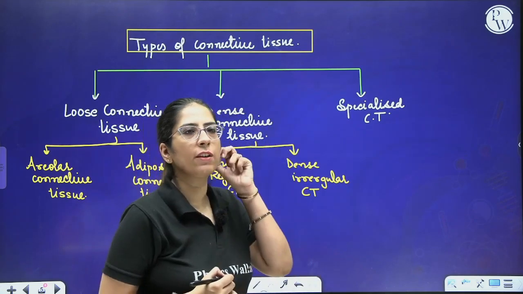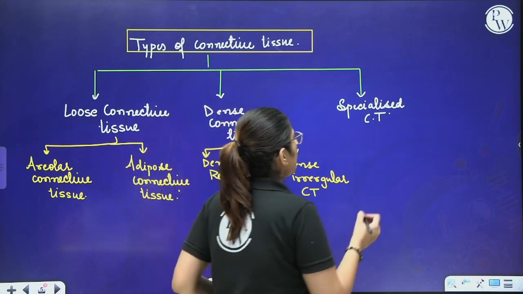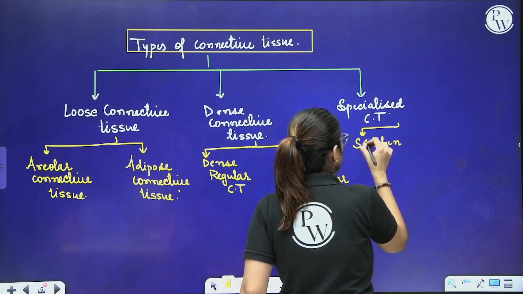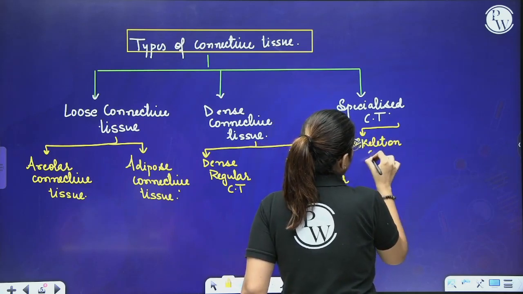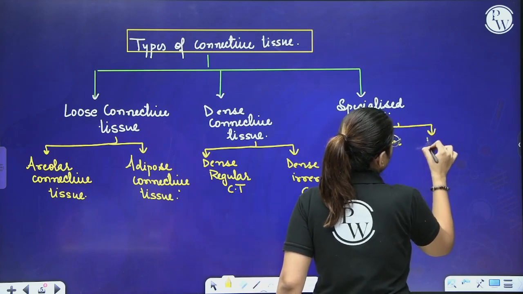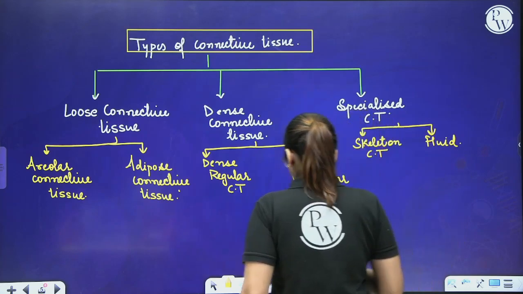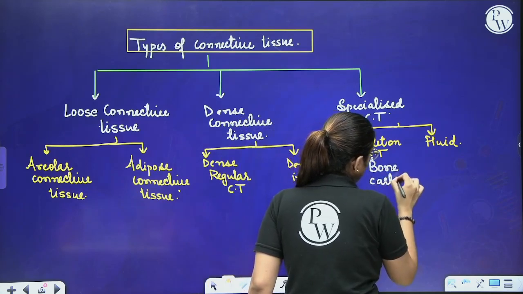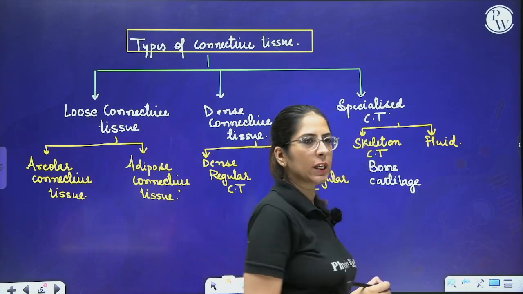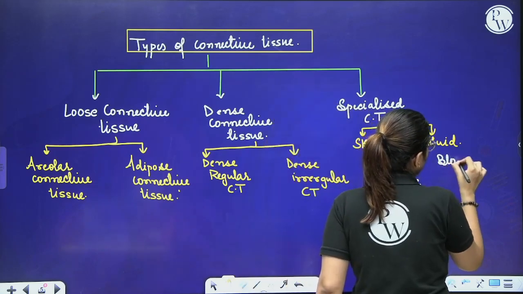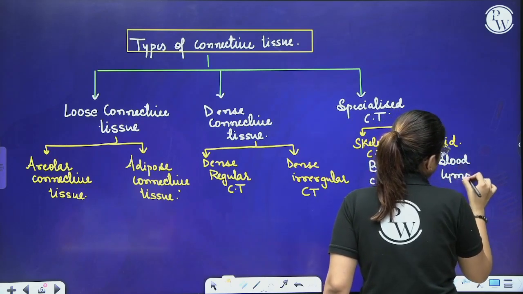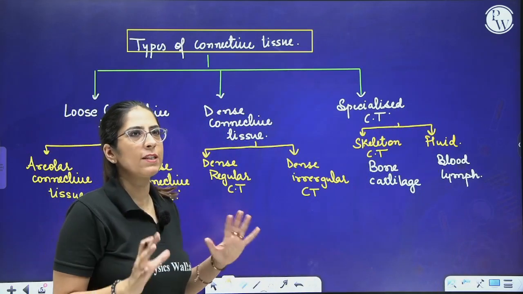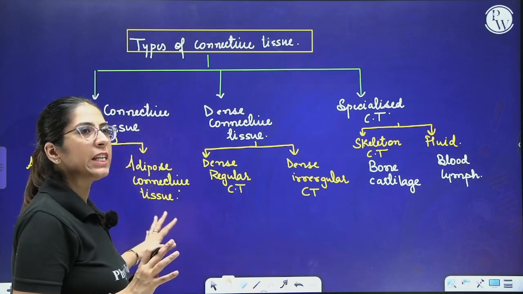In the specialized connective tissue, we have fluid connective tissue as well as skeletal connective tissue. In the skeletal, we have examples of bone and cartilage. In the fluid connective tissue, we have examples of blood and lymph. Clear? Now, areolar connective tissue, adipose, dense regular. In the dense regular, various types are there. So, this chart is clear. We'll be talking about each one of these one by one.